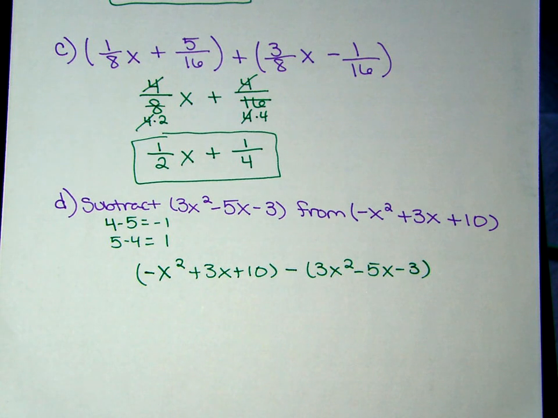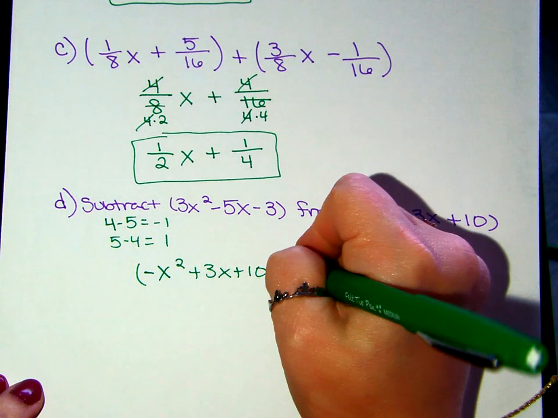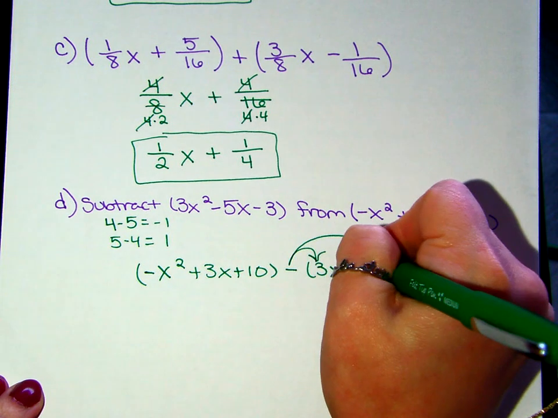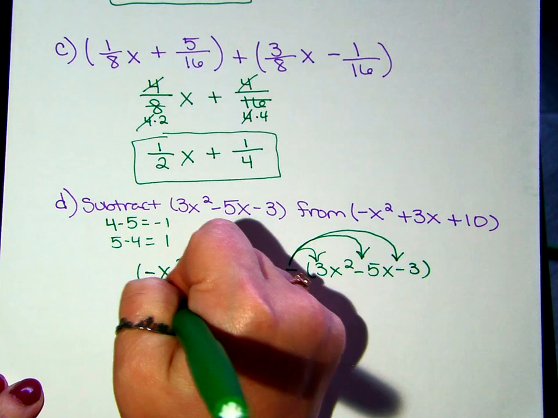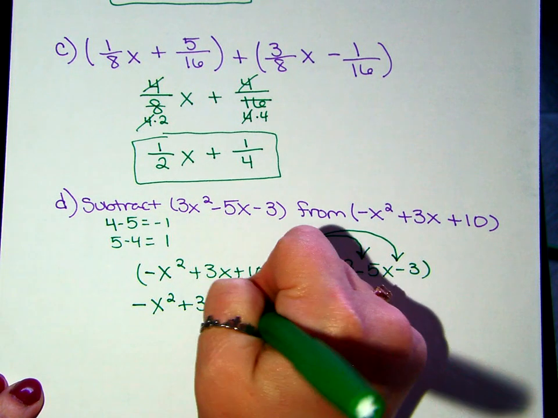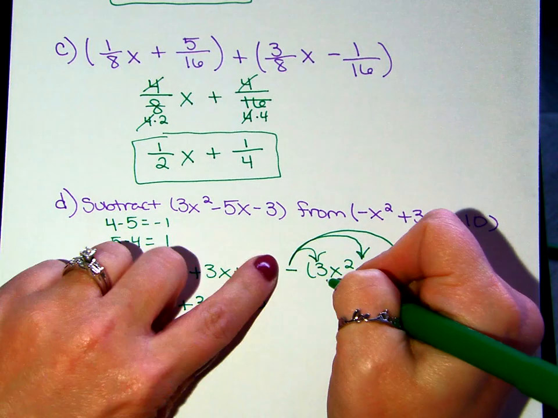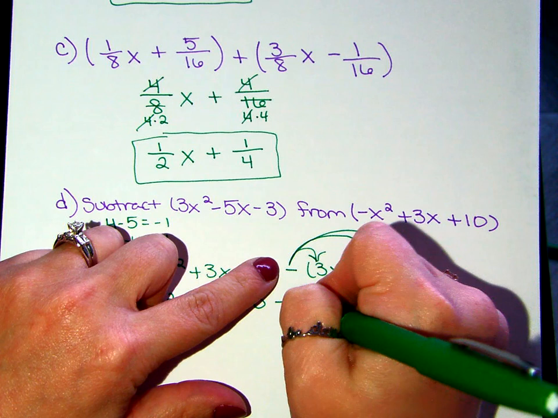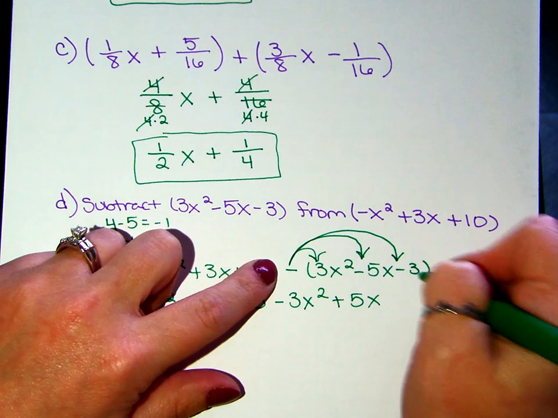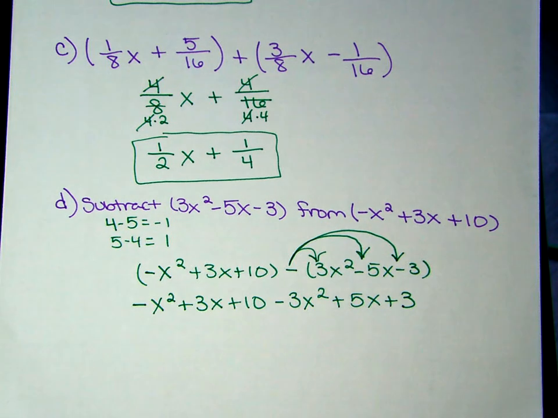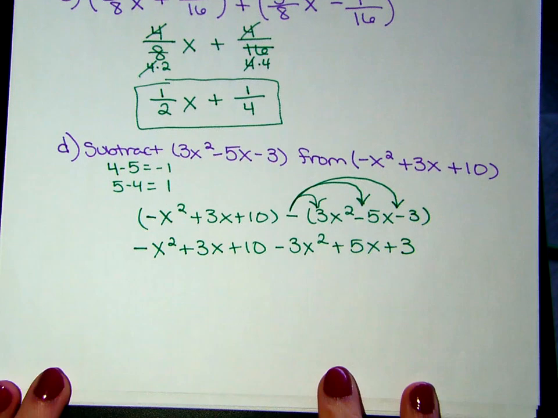I'm going to distribute that negative inside of the second set of parentheses so that I don't have to worry about forgetting it. This first polynomial expression doesn't change anything, so I just rewrite it. Negative times a positive means I have a negative. Negative times a negative means I have a positive. Negative times a negative means I have a positive. Then I do my combining of like terms. I'm going to scroll up so it's higher for you guys in the back.